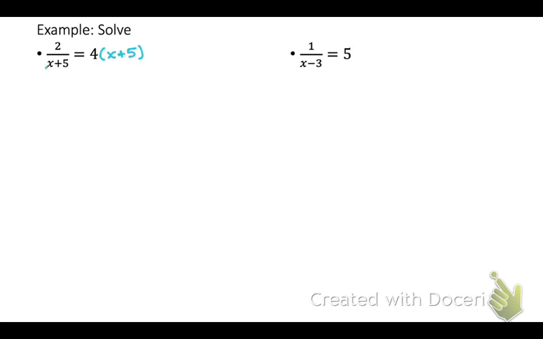And then on the left, it would just reduce out, wouldn't it? We're kind of cutting it short. Doesn't matter what it looks like. If there is a denominator, I have to multiply it over to the other side, don't I? Yes. Got to do it. Now what? You distribute. So 2 equals 4x plus 20. And then solve it.